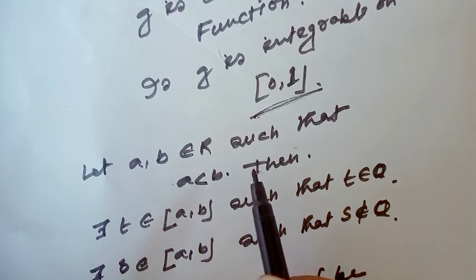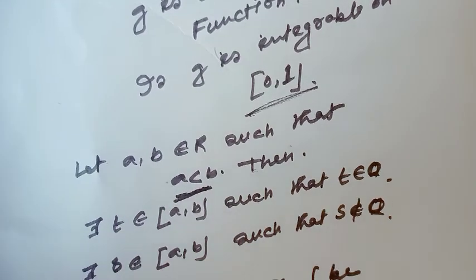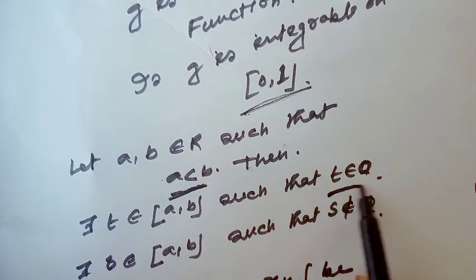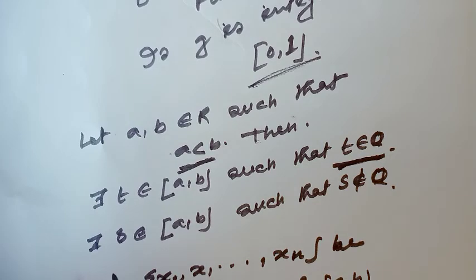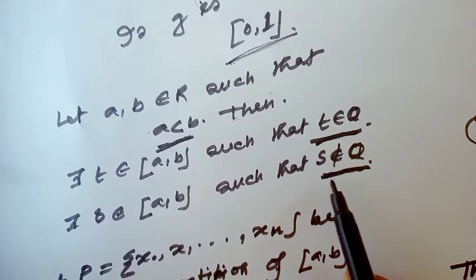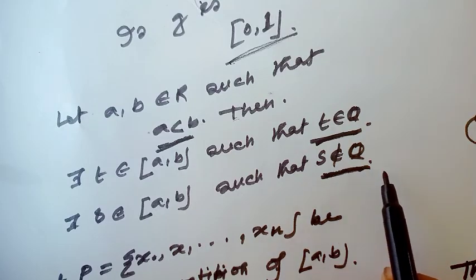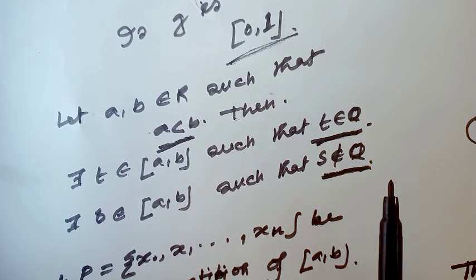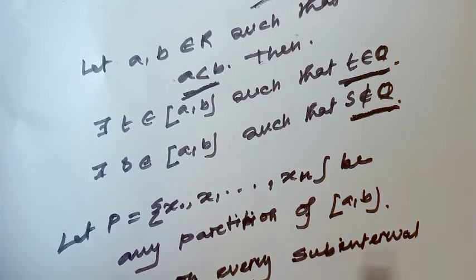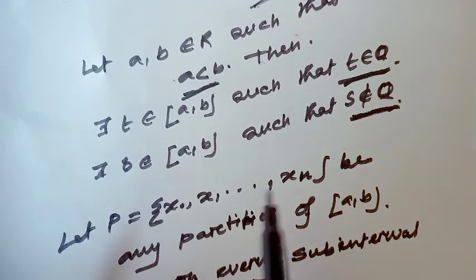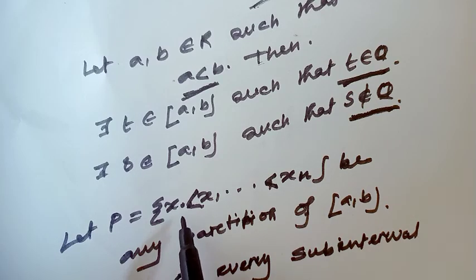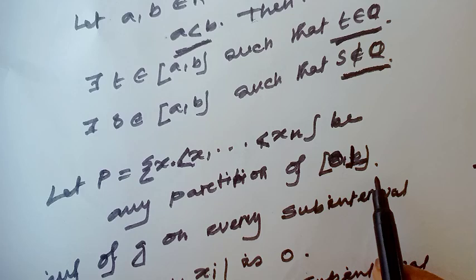Let a, b belong to the real numbers such that a < b. Then there exists t belonging to [a, b] such that t belongs to the rational numbers. Also, there exists s belonging to [a, b] such that s does not belong to the rational numbers. And this is true for every subinterval. Consider the partition P = x0 < x1 < ... < xn, where x0 = 0 and xn = 1, be any partition of the interval [0, 1].